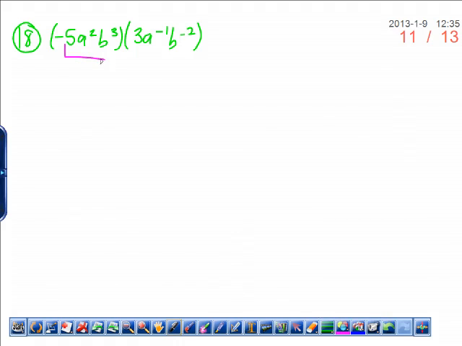Okay. So I would start with -5 times 3 is -15. A squared times a to the -1, I would take 2 plus -1 is 1, so that's just a. And then b cubed times b to the -2, so 3 plus -2 is just b.